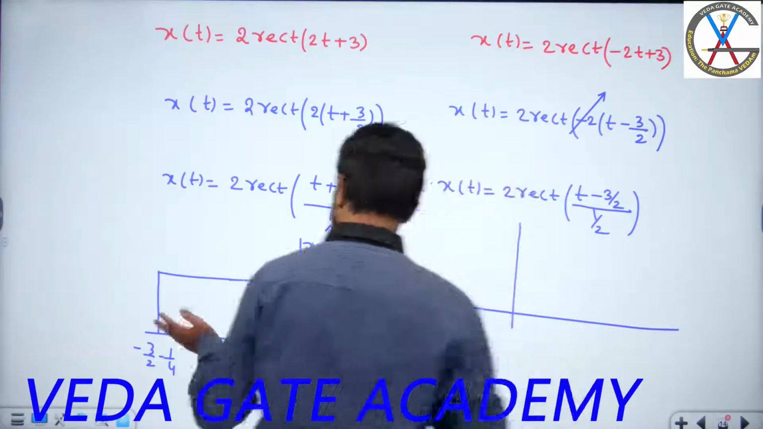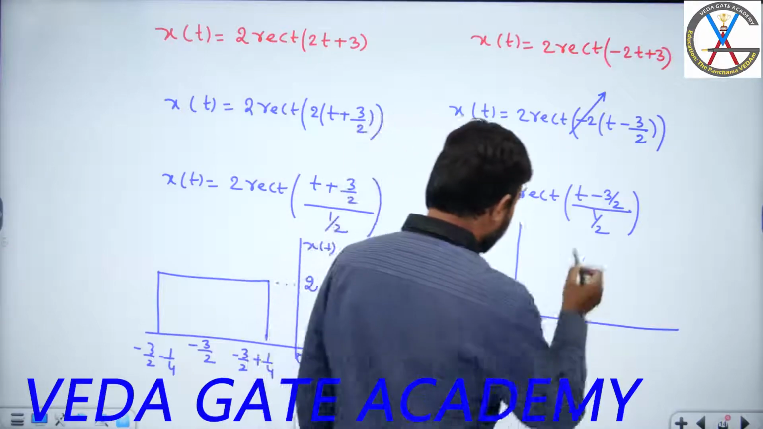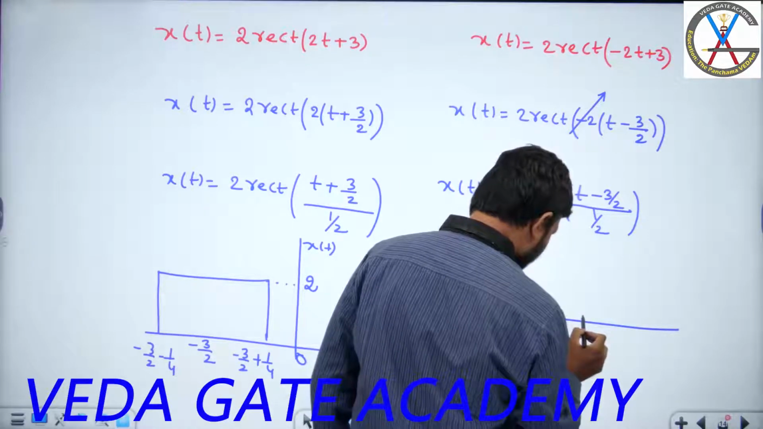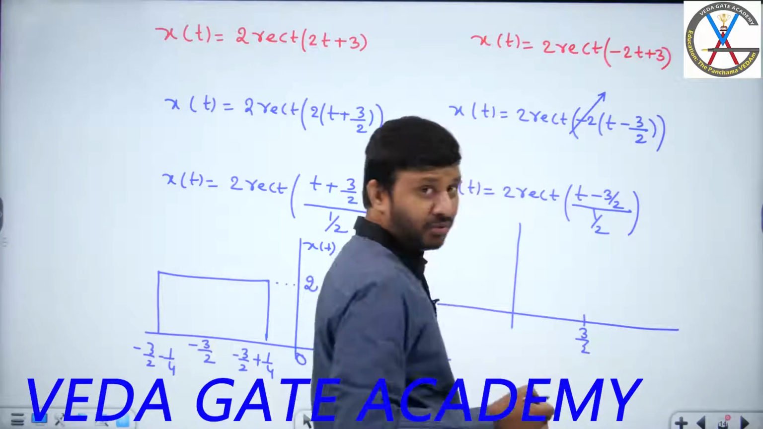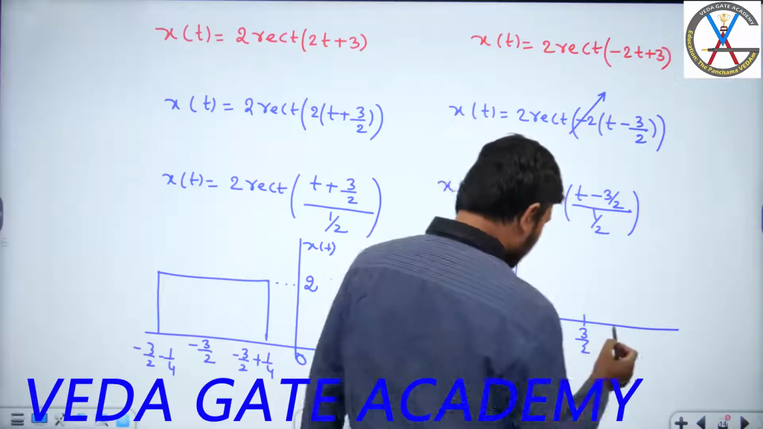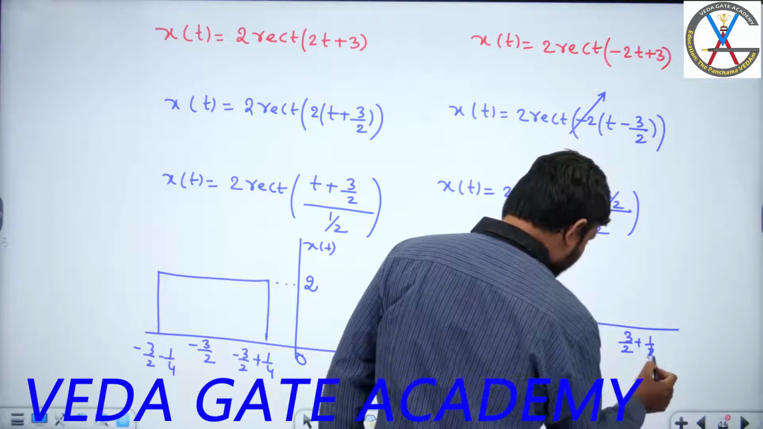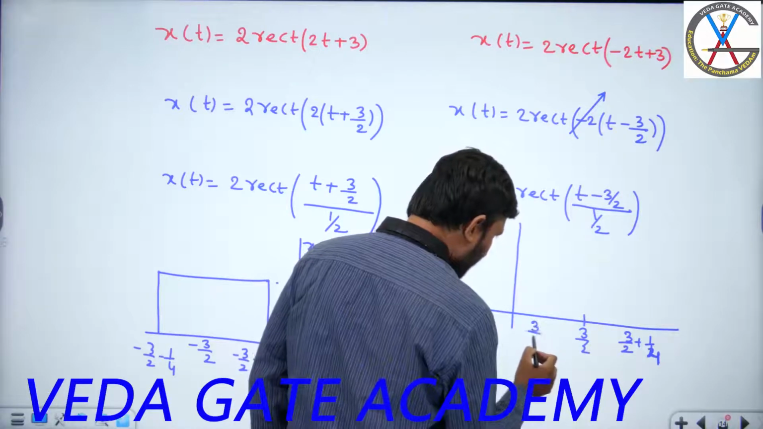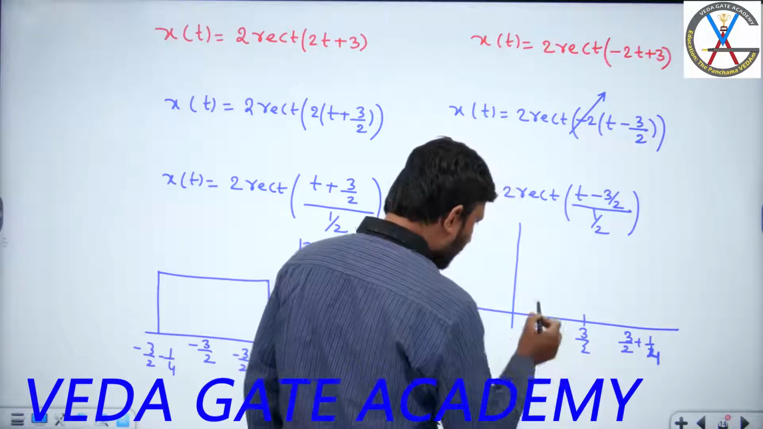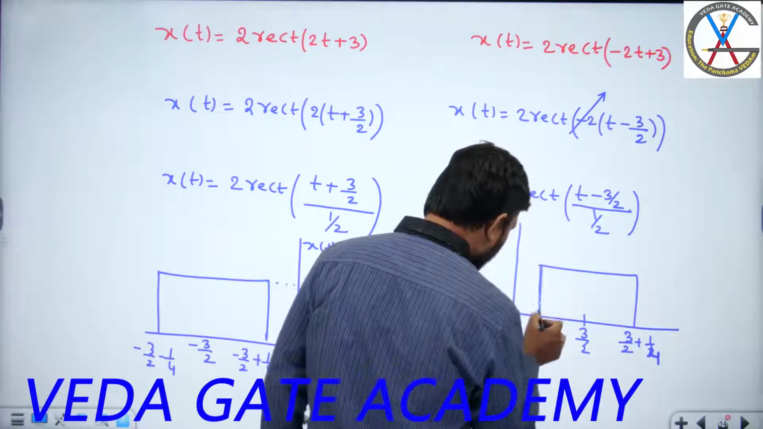Simply take the mirror image along the vertical axis for this one, and you get this one only. It is a centered rectangular pulse centered around 3/2. What is the overall pulse width? The overall pulse width is 1/4, so it runs from 3/2 minus 1/4 to 3/2 plus 1/4. This is the rectangular pulse I am having.